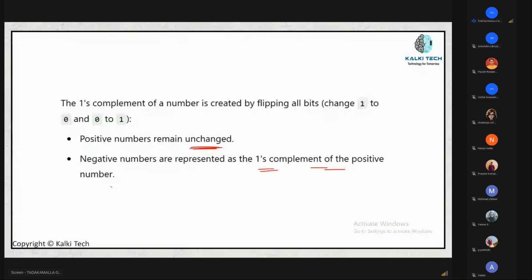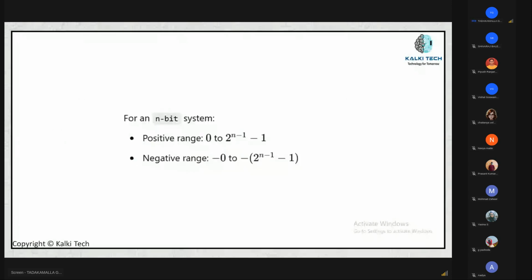Now let's see how we are going to represent this. Before that, here also the positive range is 0 to 2 power n minus 1, minus 1, and the negative range is minus 0 to minus 2 power n minus 1, minus 1. So how to represent minus 5?